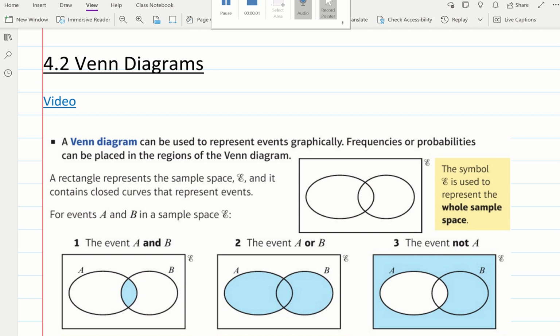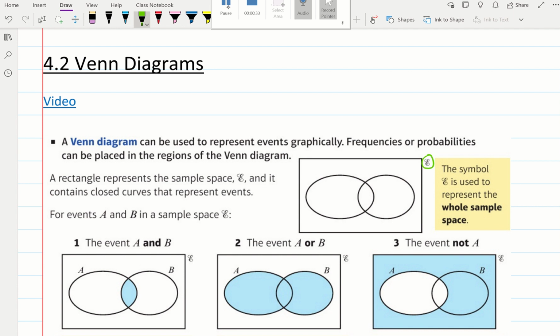In this video, I'm going through S1, Chapter 4, Section 4.2, and it's Venn diagrams, and again, it's very close and very similar to GCSE. So Venn diagrams can be used to represent events graphically. Frequencies or probabilities can be placed in the Venn diagram, and both examples will show you can either write the numbers or you can write the probabilities inside the Venn diagram.